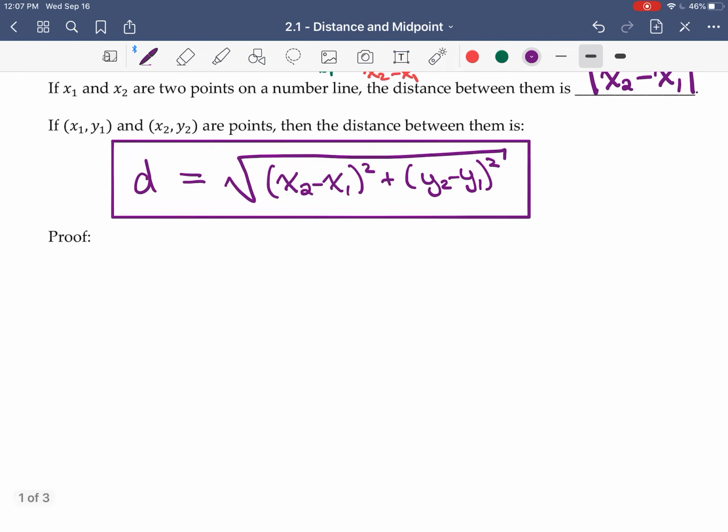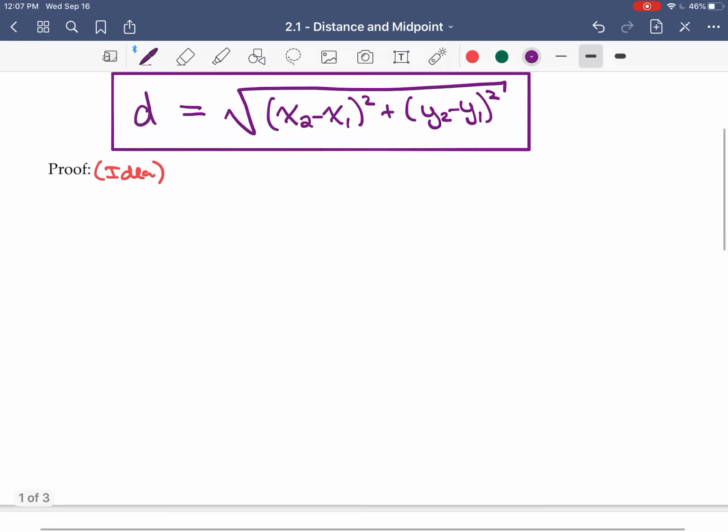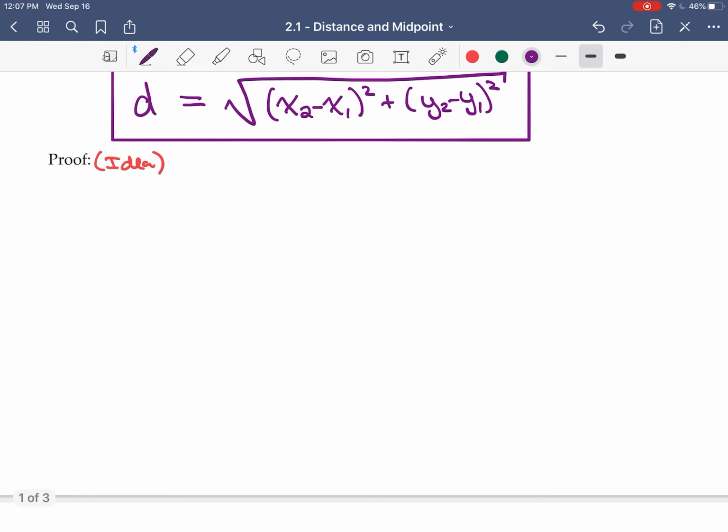I'm going to give you a brief justification for it. They call this a proof. I'm going to say it's a proof idea, so not a full proof. The idea is, and I'm not doing it as general as I could, I'm going to take points that are both positive.